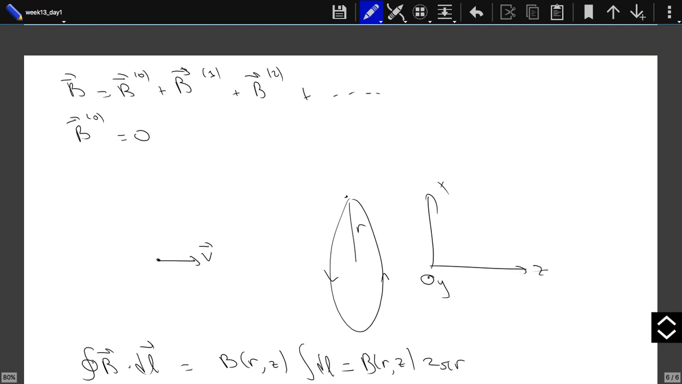Now, writing the current is kind of complicated because for a general surface, there is no current running through that surface, but there is an electric field running through that surface.